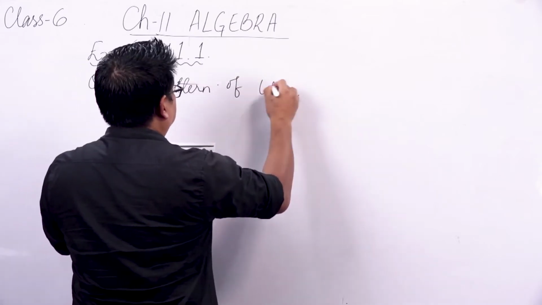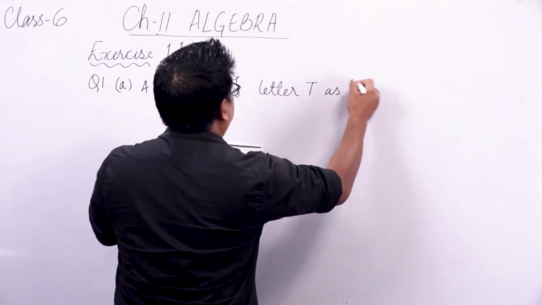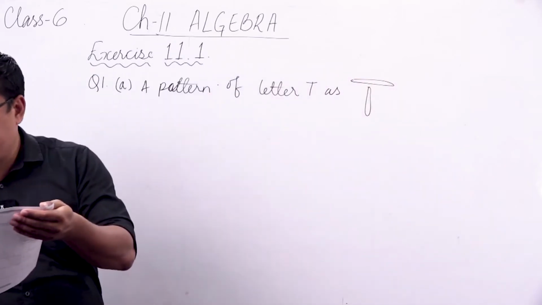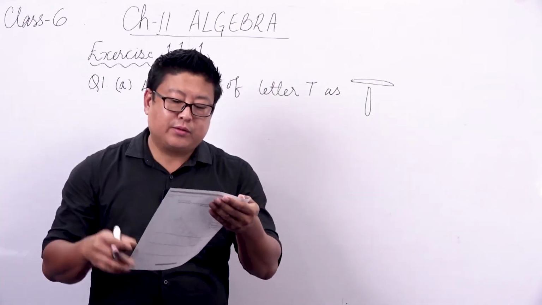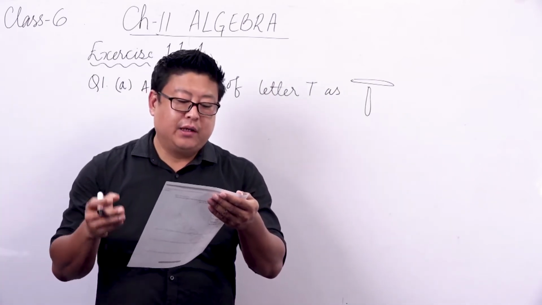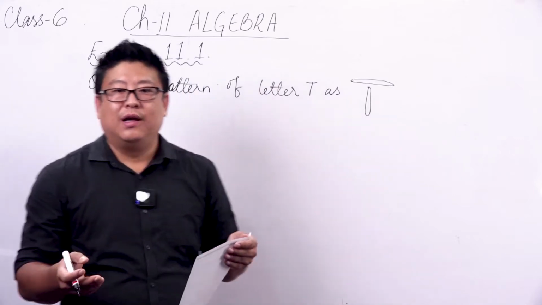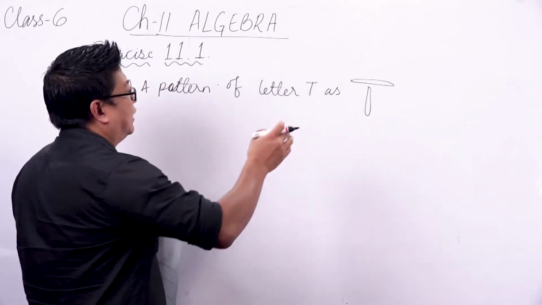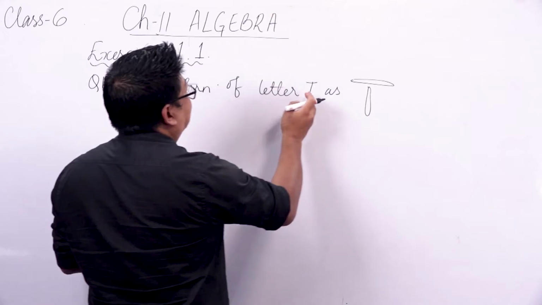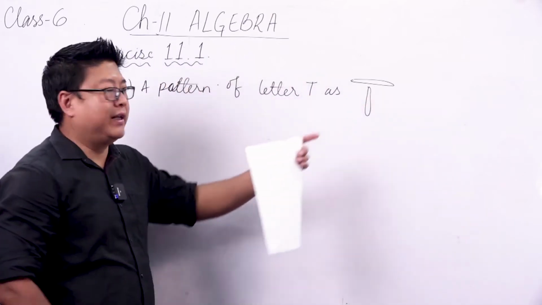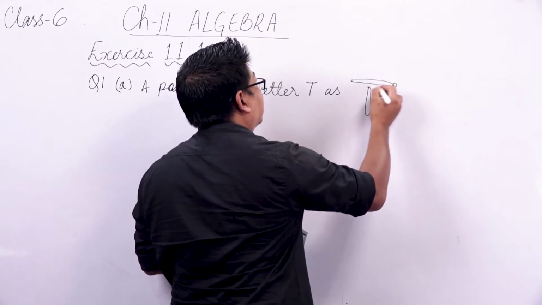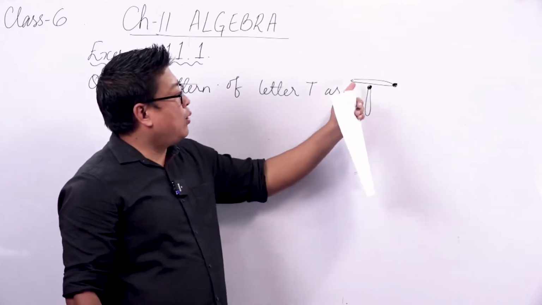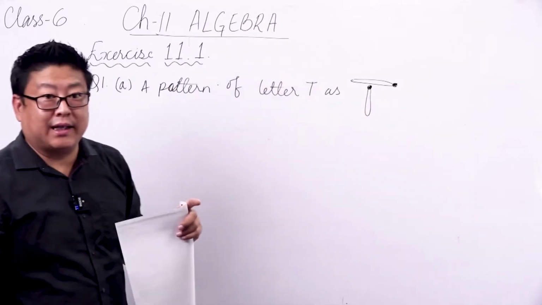So the first question reads as, find the rule which gives the number of matchsticks required to make the following matchstick pattern. Use a variable to write the rule. Now we have already learned about the matchstick pattern. See here, a pattern of letter T is given in this manner. Let's say that these are your matchsticks. Now you can see 1, 2, 2 matchsticks, right?